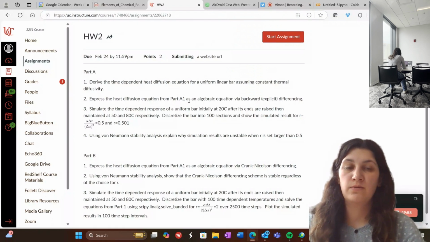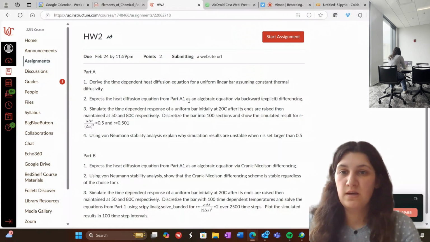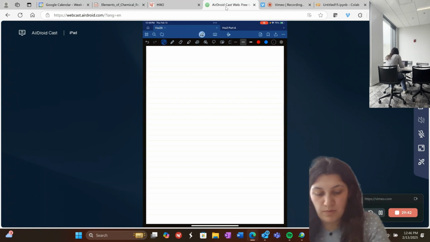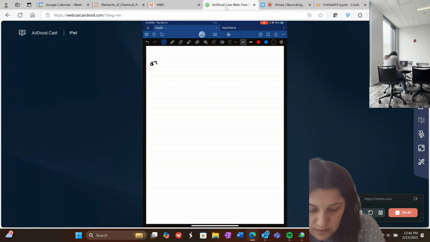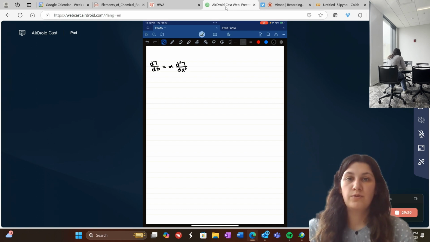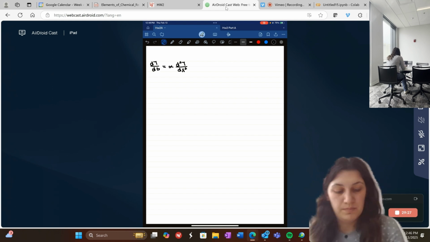Moving on to question 4, the problem statement says, using von Neumann stability analysis, explain why simulation results are unstable when R is set larger than 0.5. So we're going to start by rewriting out our differential, so we don't forget. First, we want to establish some boundary conditions.